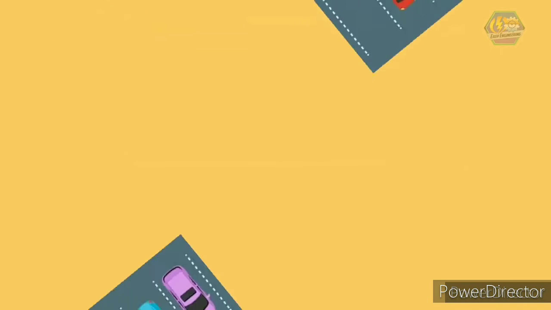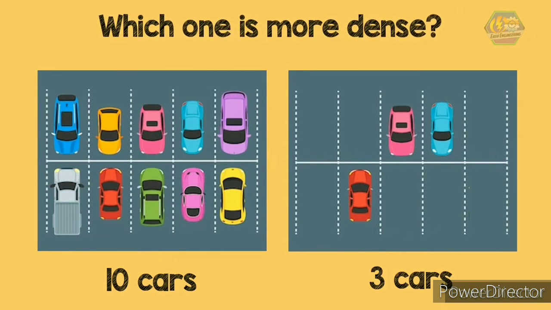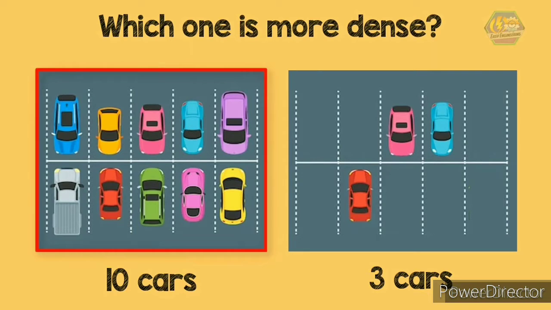Take a look at this another example of pictures. The parking lot on the left side has 10 cars, while on the right side has 3 cars. Which one is more dense? Correct. The parking lot on the left side, which has 10 cars, is more dense.